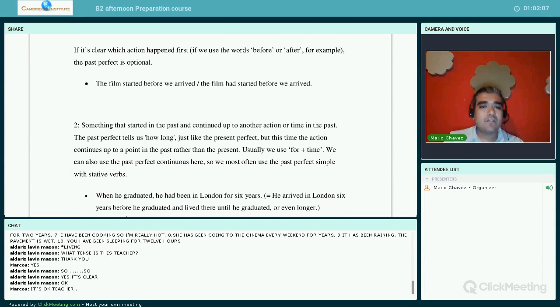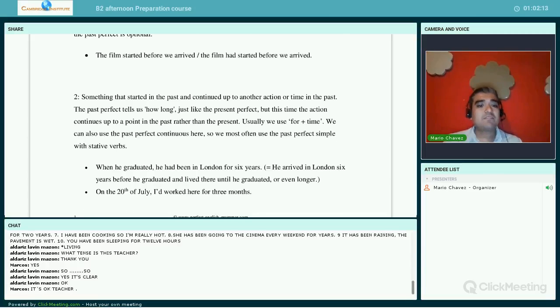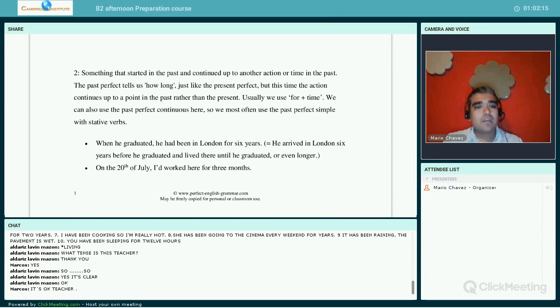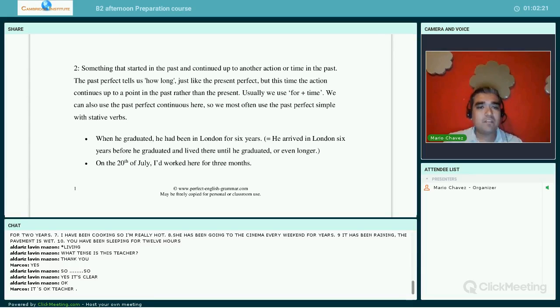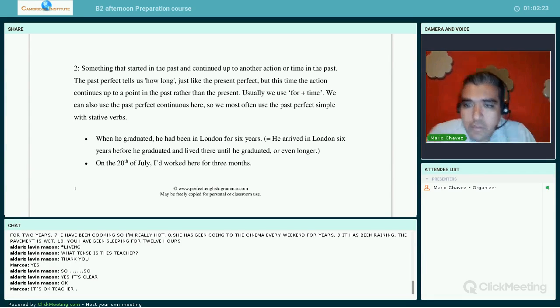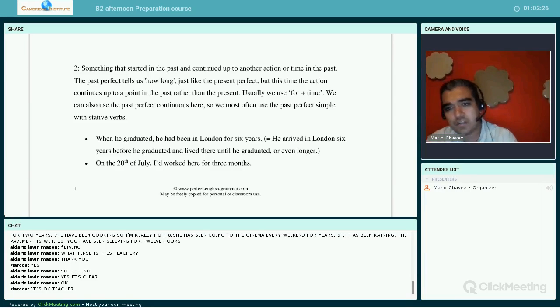Something that started in the past and continued up to another action or time in the past. This is another use. The past perfect tells us how long. Just like the present perfect, but this time the action continues up to a point in the past rather than in the present. When we use how long in the present perfect, the action happened in the past and continued to the present. But when we use how long in the past perfect, the action started in the past and finished in the past. Usually we use for plus the time. We can also use the past perfect continuous here. We most often use the past perfect simple with stative verbs.